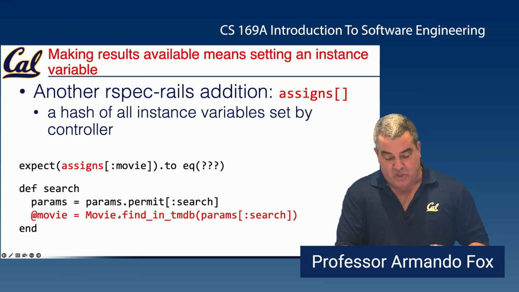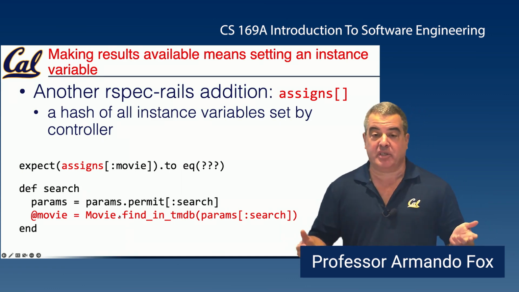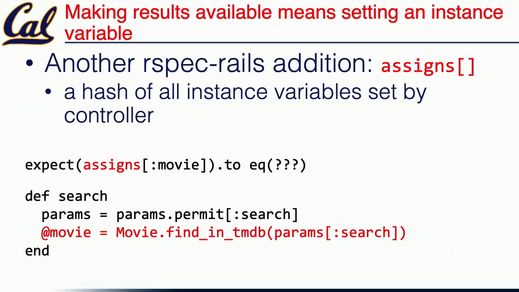But now we're assuming that movie find in TMDB has to return a thing. And up till now, we've finessed it. It's returning nil, not good. This is where doubles come into play. A double is basically like a stunt double in a movie. All it knows how to do is the one thing that's necessary for that test.